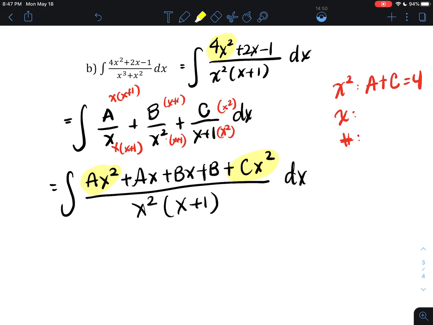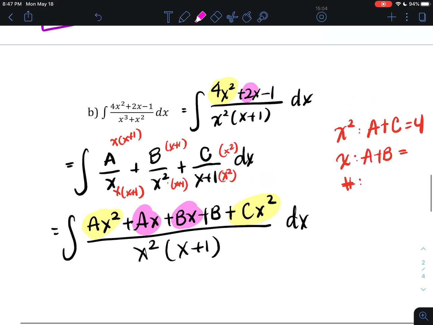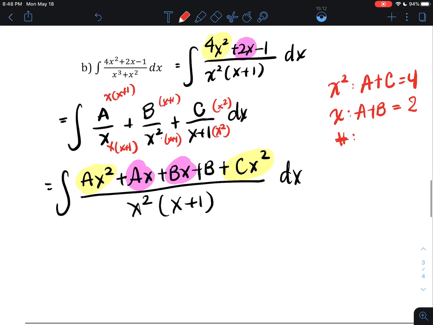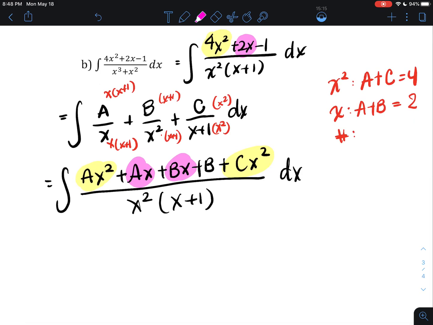Okay? Then I'm going to do the same thing for the x's. Which values have x? So I'm just going to write it without. So a plus b equals 2. And then our constant term, we only have b. So b equals -1. Well, that made life a little bit easy because we have that b equals -1.